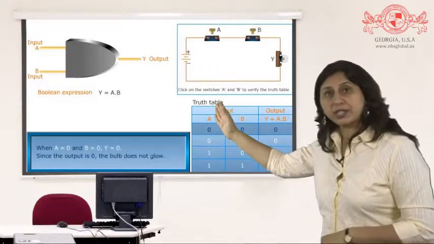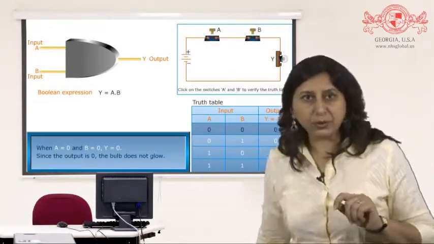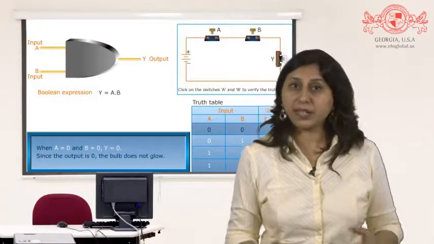Displayed here is the truth table. When A equals 0 and B equals 0, then Y equals 0.